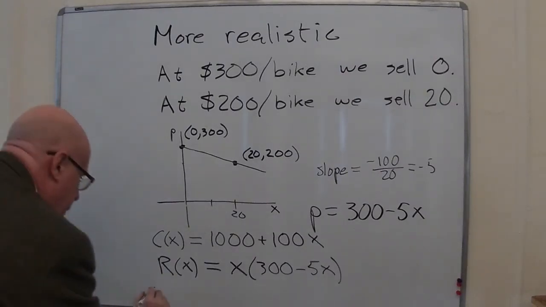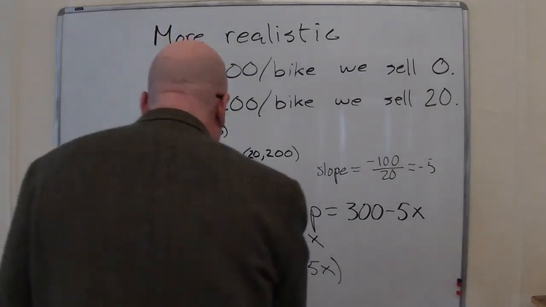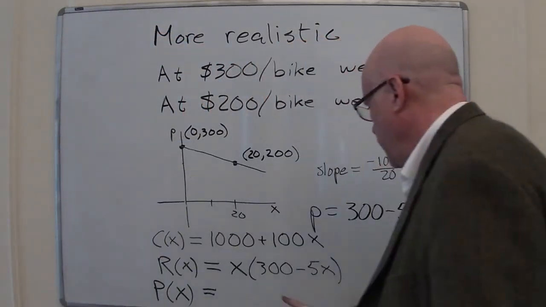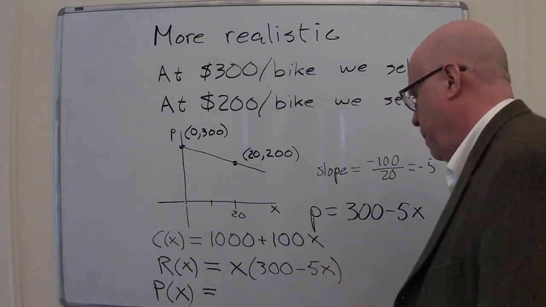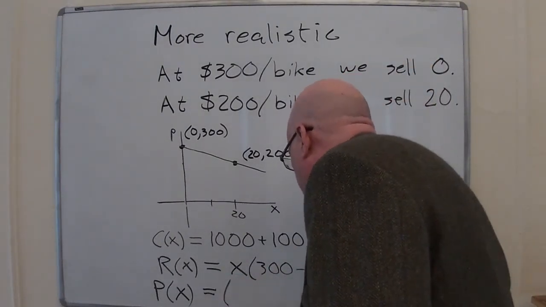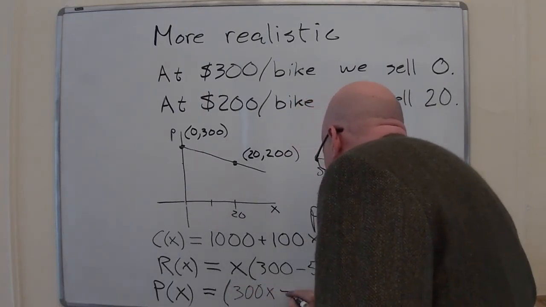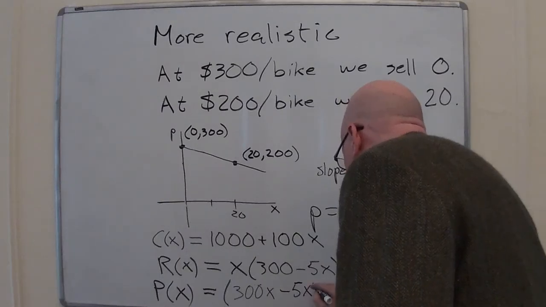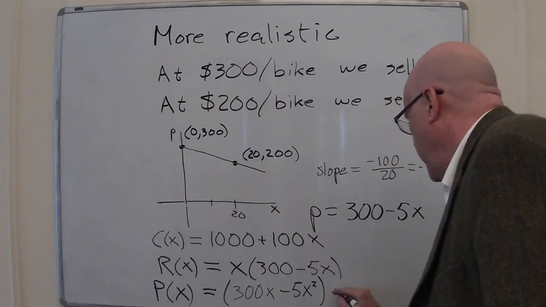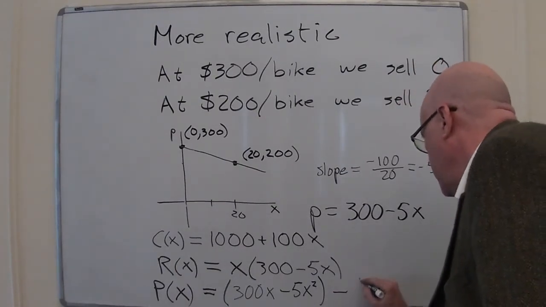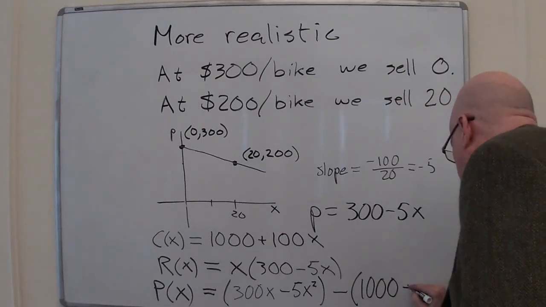And so our profit function, p of x, is revenue minus cost. I'm going to go ahead and distribute the x into this guy first. So that'll be our revenue function, 300x minus 5x squared. And then we will then subtract the cost function, which is 1,000 plus 100x.